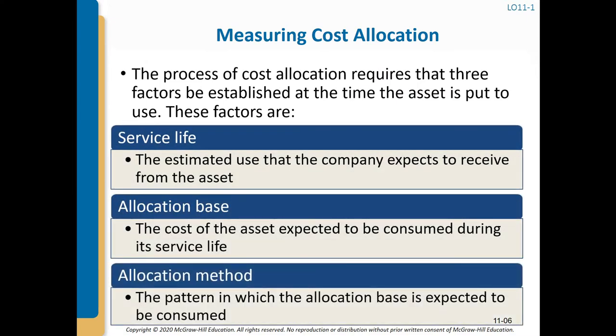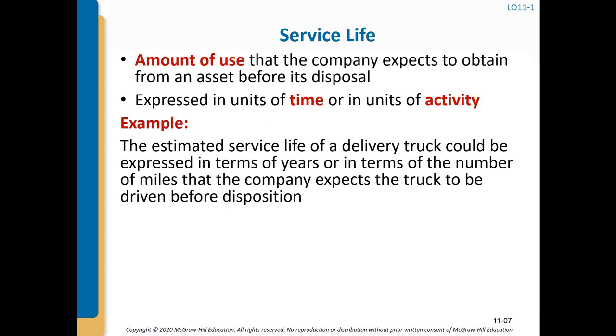In measuring the cost allocation, we have to be careful about the service life of an asset. The service life is the estimated use that the company expects to receive from the asset. The allocation base is the cost of the asset expected to be consumed during its service life. And the allocation method is the pattern in which the allocation base is expected to be consumed. The service life is the amount of use that the company expects to obtain from an asset before its disposal. It is usually expressed in units of time or in units of activity.